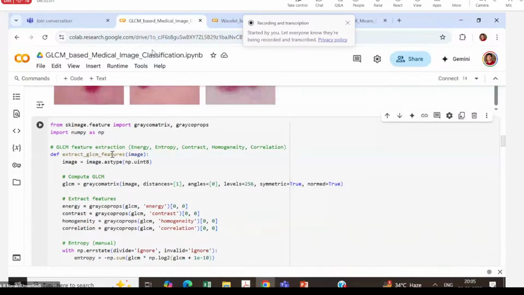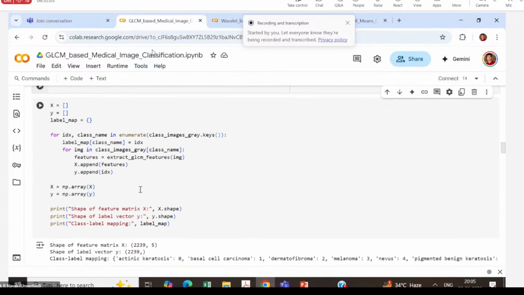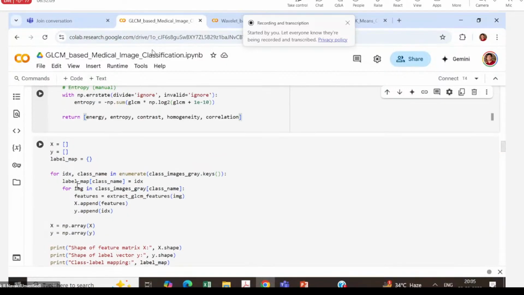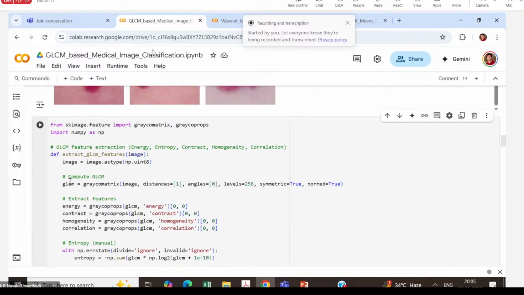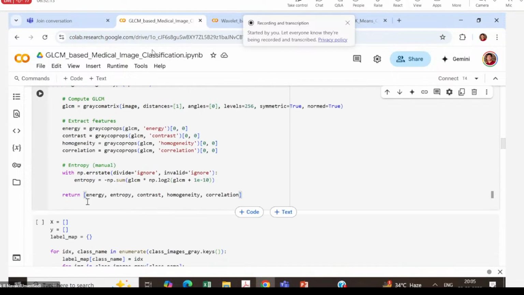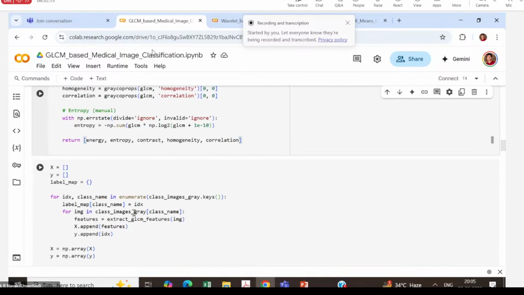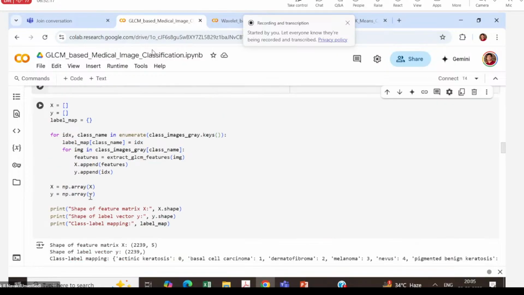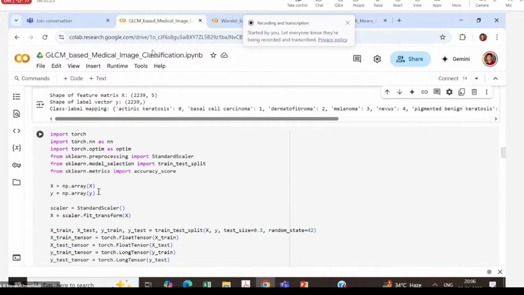So this is a function, right? Every time, we have to pass the image here. Basically, we are doing the same thing. We're passing all the images and trying to get 5 different features for each of the images. And then we are storing them in an array. And X and Y is nothing but the corresponding label. The label is already given to us.